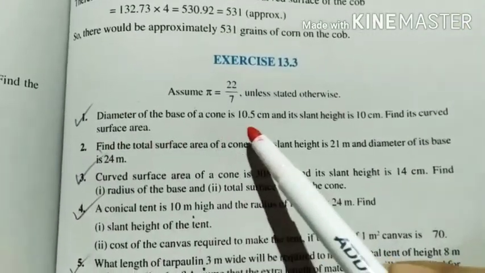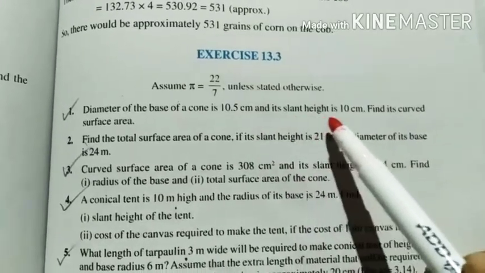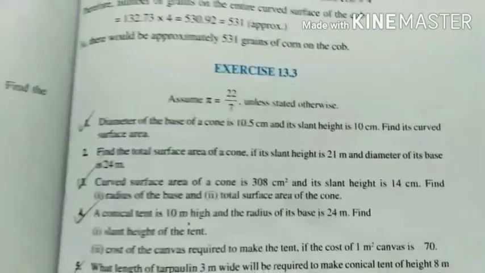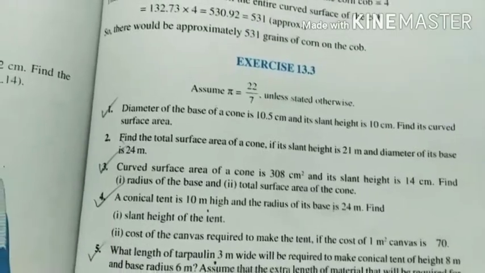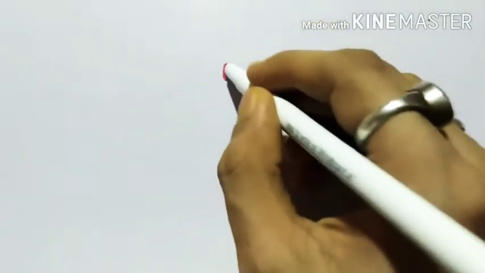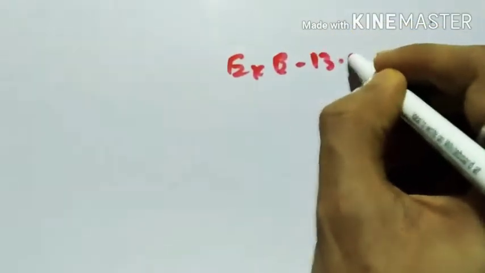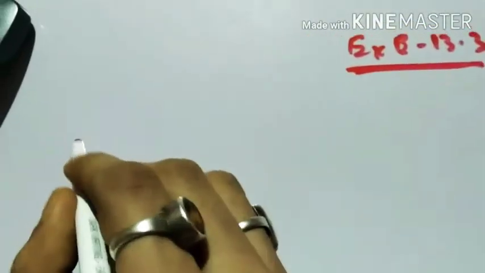Now let's go to question number 13.3. Diameter of the base of a cone is 10.5 centimeter and its slant height is 10 centimeter. Find its curved surface area. Exercise 13.3, question number 1.